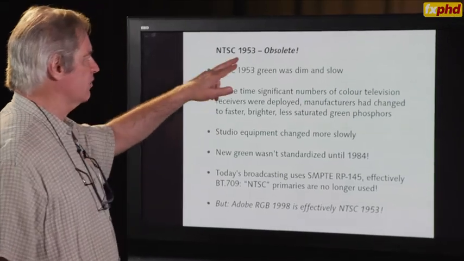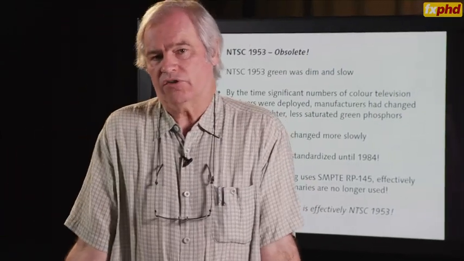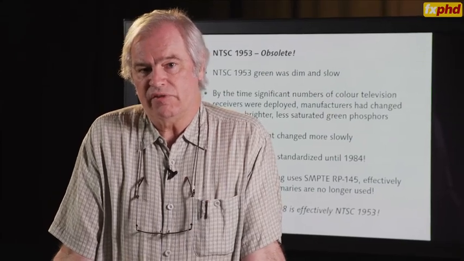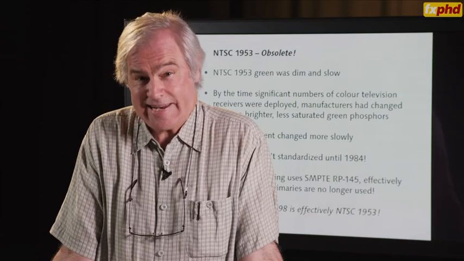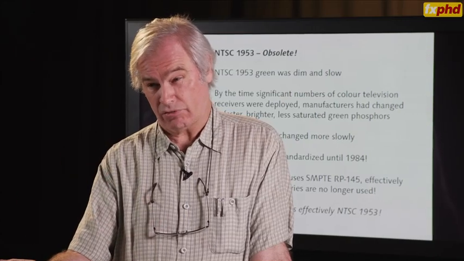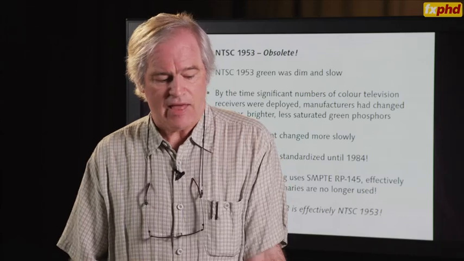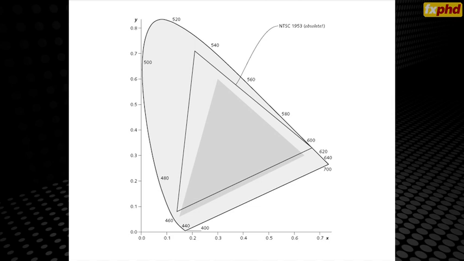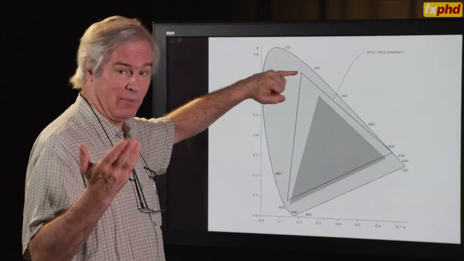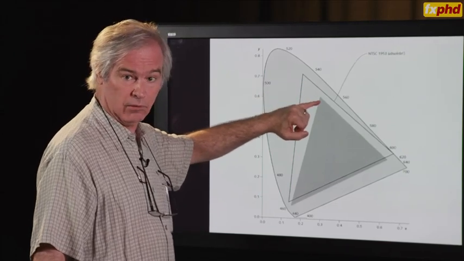We'll start with NTSC 1953, which is obsolete. And I explained early on in the course that it's obsolete because the original 1953 green phosphor was slow and dim. As the receiver manufacturers felt the demand to get rid of the green moving trails and to make brighter receivers, they changed the phosphor. And that change in phosphor resulted in the green primary moving from a very highly chromatic green to a less chromatic green and closer to yellow.